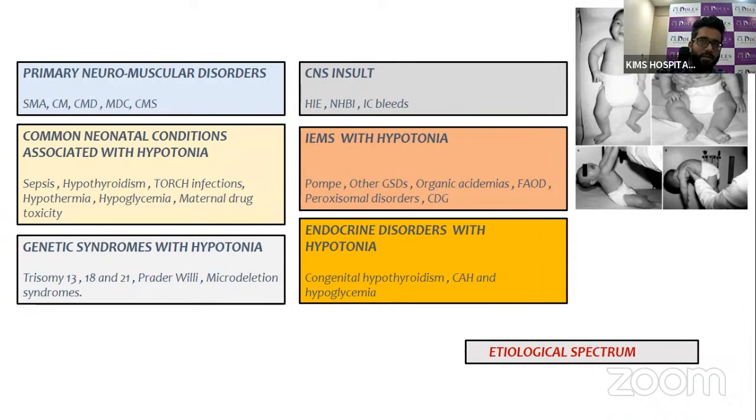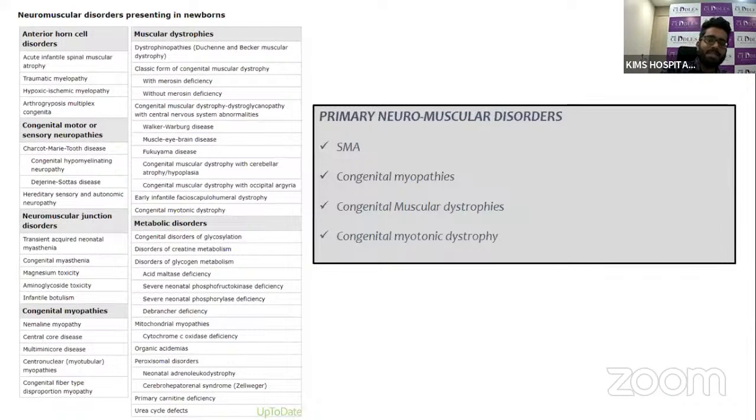It is very difficult to differentiate among these causes, but we'll have a quick overview of all these in the end. So this is the whole spectrum. I think we need to fit the patient into one of these and evaluate accordingly. As I said, the list is exhaustive.